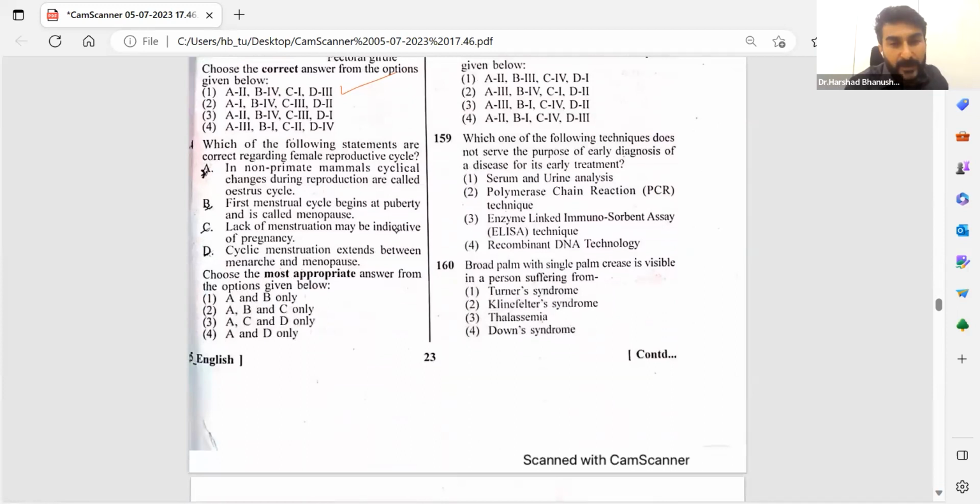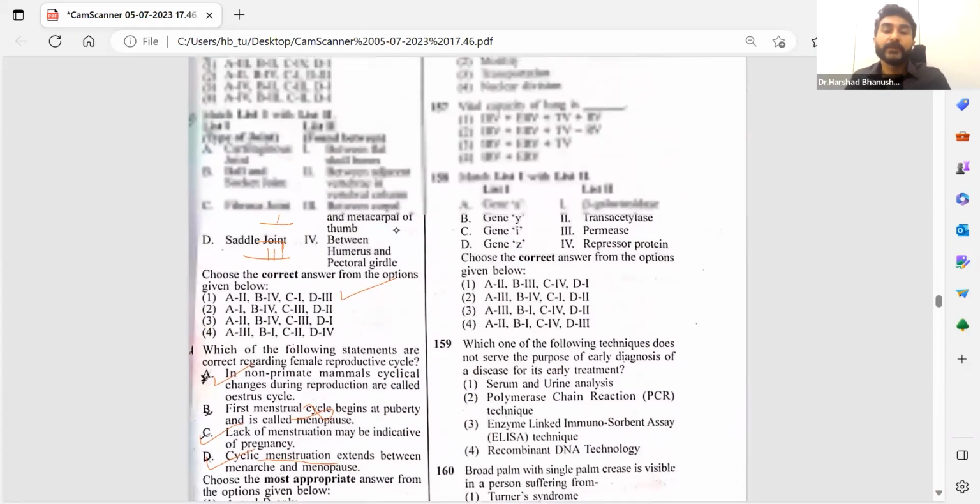In non-primate mammals, cyclical changes during reproduction are called the estrous cycle. Correct? Estrous cycle is seen in case of non-primates. Primates show something which is called the menstrual cycle. First menstruation begins at puberty. It's called menopause. That's incorrect. Lack of menstruation may be indicative of pregnancy. That's a correct statement. So A and C are correct anyway. Cyclic menstruation extends from menarche to menopause. That's a correct statement too. So A, C, and D are correct statements.